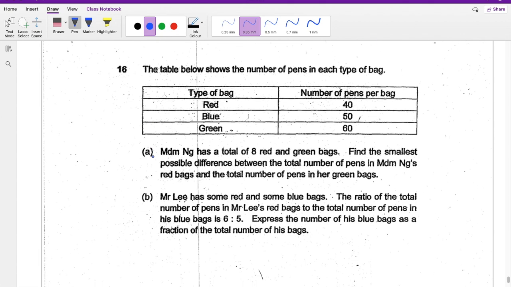Okay, question 16. The table below shows the number of pens in each type of bag. We have 3 types of bags: red, blue, green, and each bag has a different number of pens. Madam N has a total of 8 red and green bags, so green in total is 8. Find the smallest possible difference between the total number of pens in Madam N's red bags and the total number of pens in her green bags.